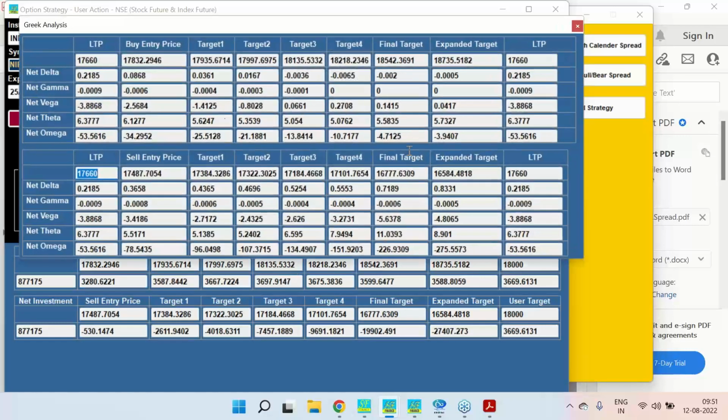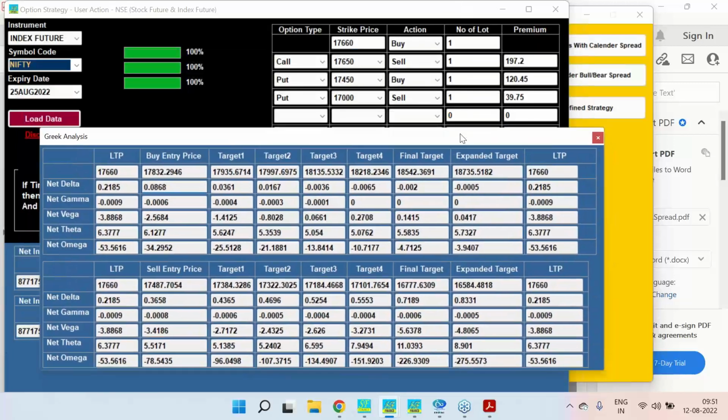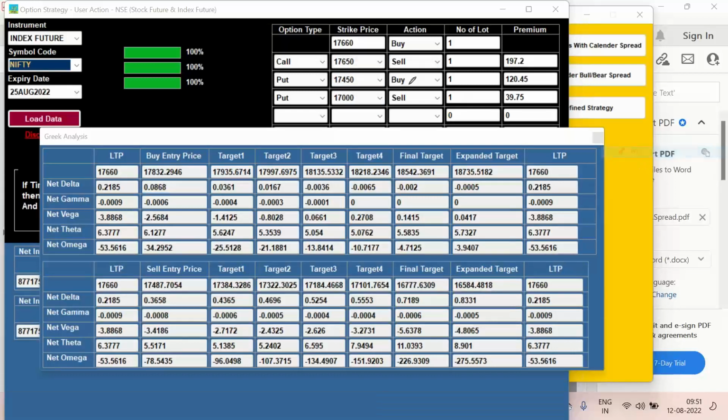Just click on this net Greek, where you can find all the delta, gamma, theta, vega, omega for whatever we calculated. So the net Greek analysis speaks about the Greeks of the entire strategy. It is not the Greek of only the future, or only the call option or put option. So the delta of a future buy is +1. Along with that, you have sold a call option, which will be negative 0 point something. And here you bought a put option, which is also a negative delta, 0 point something.